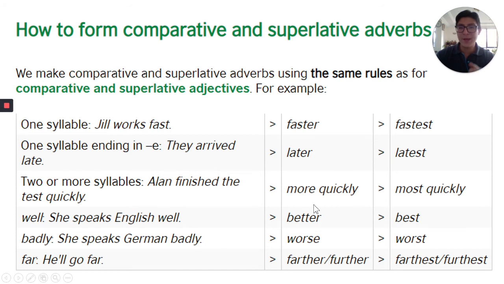If we have irregular adverbs, for example, well, we have better and best. If we have another irregular like badly, we have worse and worst. And finally, if we have another one that can have both forms, like far, for example, we will have farther, further, or farthest and furthest.